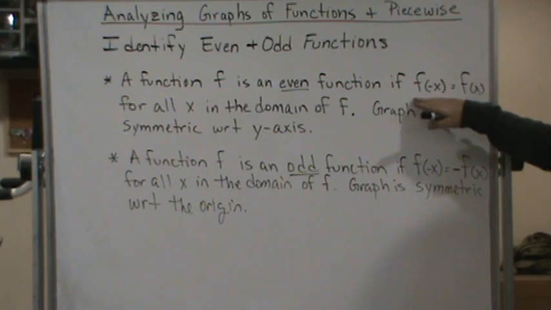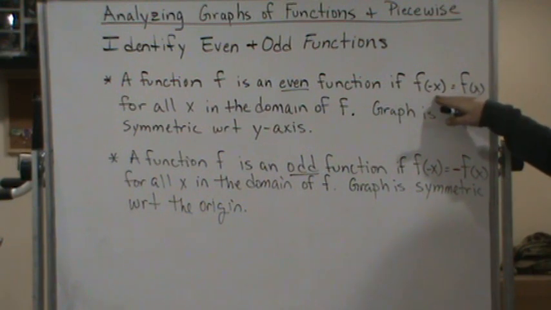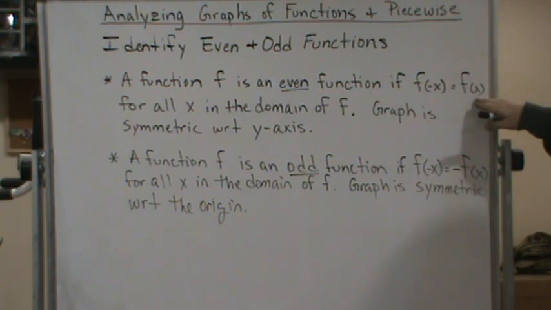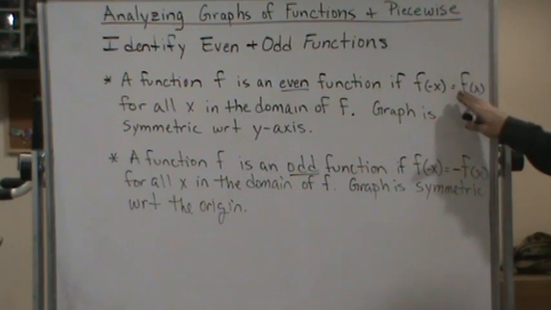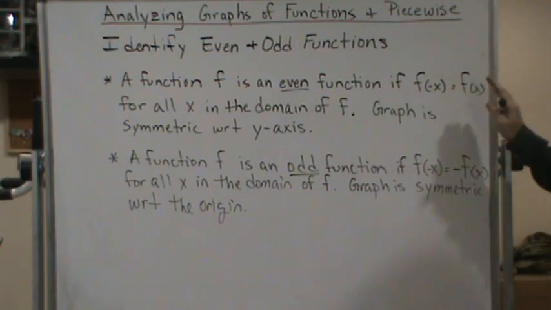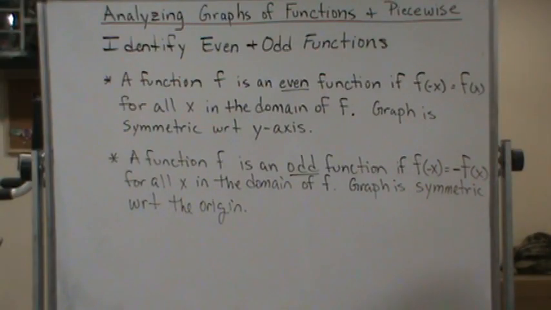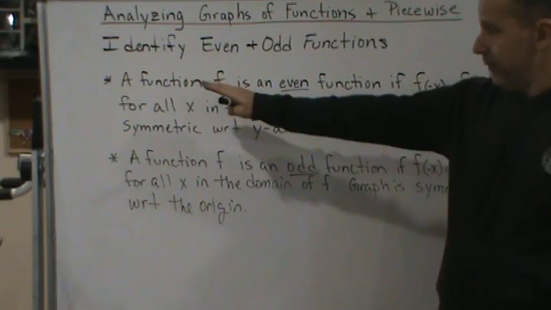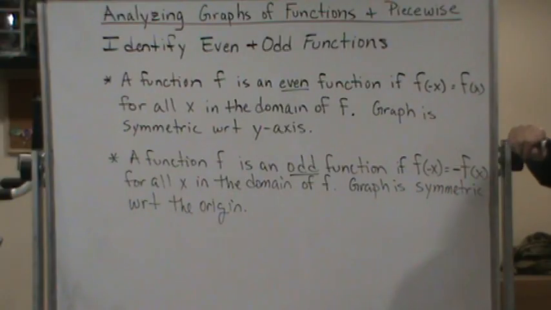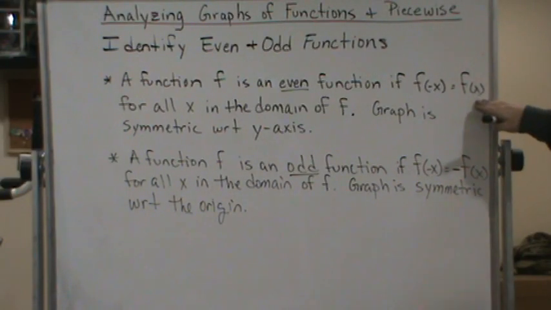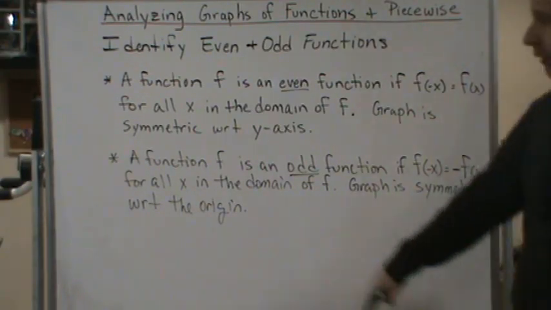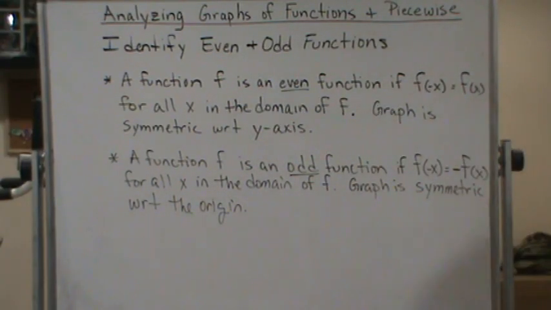So if we replace x with negative x in the function and we get back the original function, we call that an even function. And that's an even function if that's true for all x in the domain of the function, right? So a function f again is an even function if f of negative x is equal to f of x for all x in the domain of the function f.